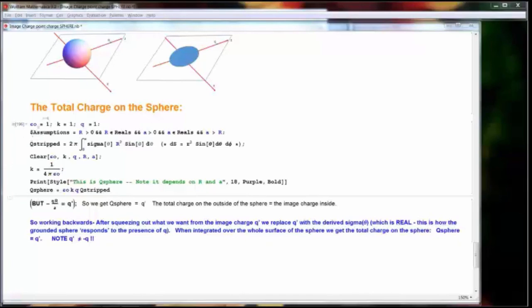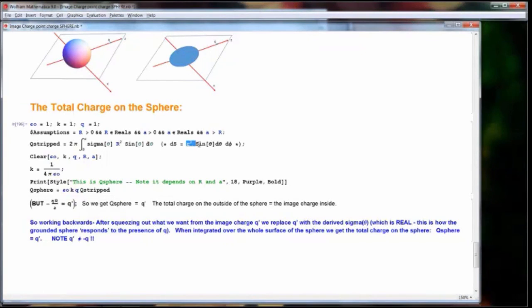So finally, let's find the total charge on the sphere. For that, we need to do an integral over the charge density. The element of area in spherical coordinates is equal to r squared sine of theta d theta d phi. We're going to set little r equal to capital R. The integral over d phi, because there's no phi dependence, that's the 2 pi right here. So doing the integral, see what we get.